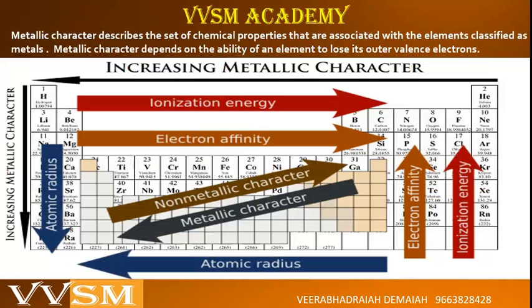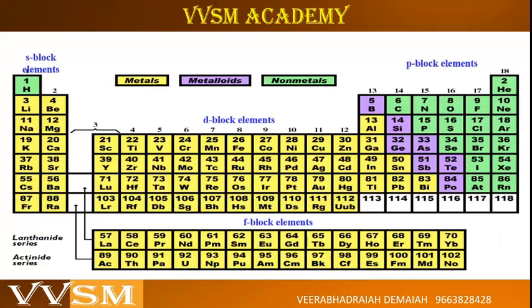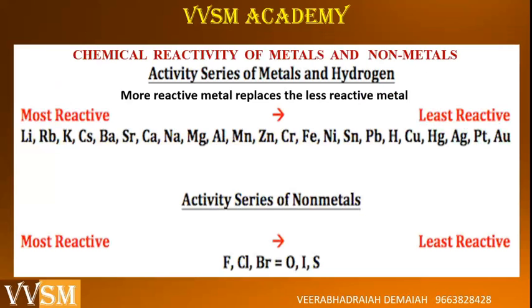Now coming to the increasing metallic character, the periodic table and chemical activity of the metals and non-metals series. Most reactive starting from lithium, rubidium, potassium, cesium, barium, strontium, calcium, sodium, magnesium, aluminium, manganese, zinc, chromium, iron, nickel, tin, lead. These go from most reactive to least reactive.